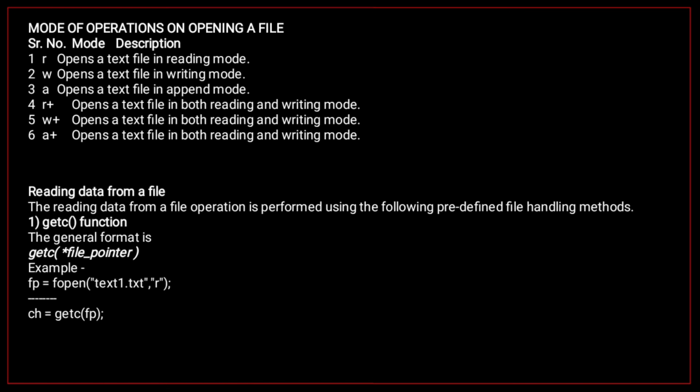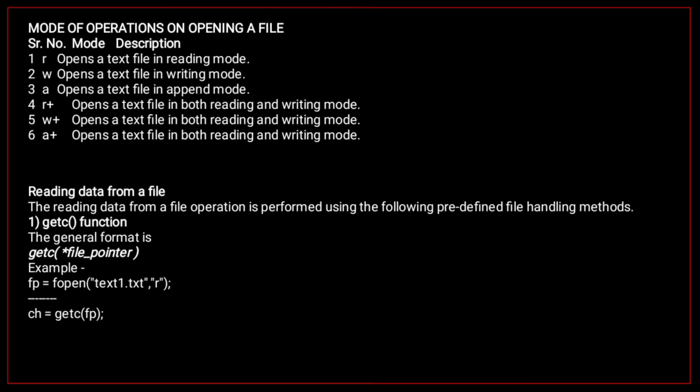Next, reading data from a file. Reading data from a file is performed using the following predefined file handling methods. The first is the getc function. The general format is getc(FILE *fp). This function is used to read a character from the specified file which is opened in reading mode. It reads from the current position of the cursor. After reading the character, the cursor moves to the next character.